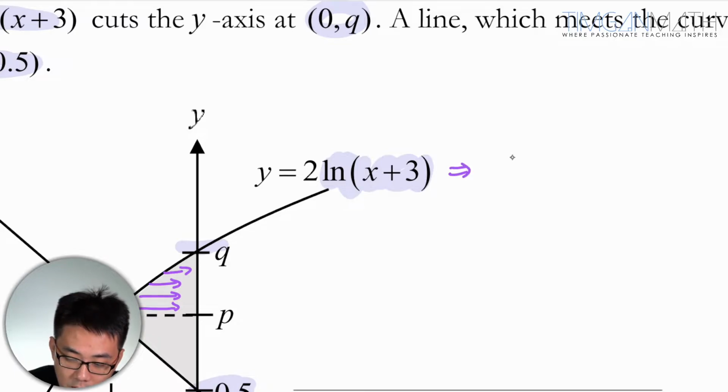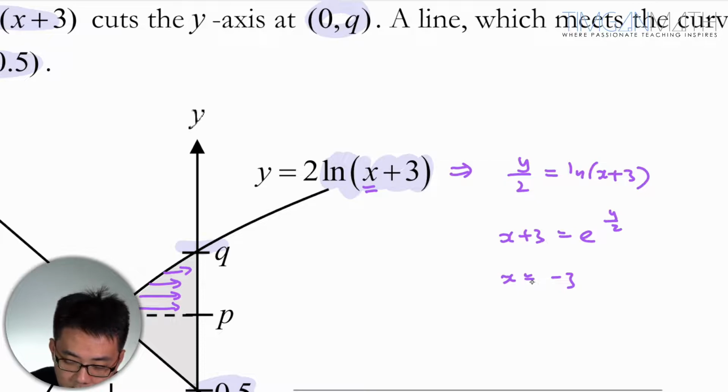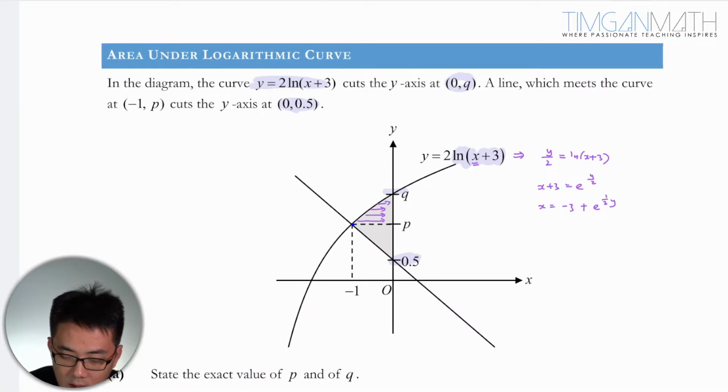In order for us to project to the y-axis, we need to make x the subject. So this is y over 2 equals ln(x plus 3), and this will be x plus 3 equals e to the power of y over 2, and this will be x equals negative 3 plus e to the power of half y. All right, so that's about it.